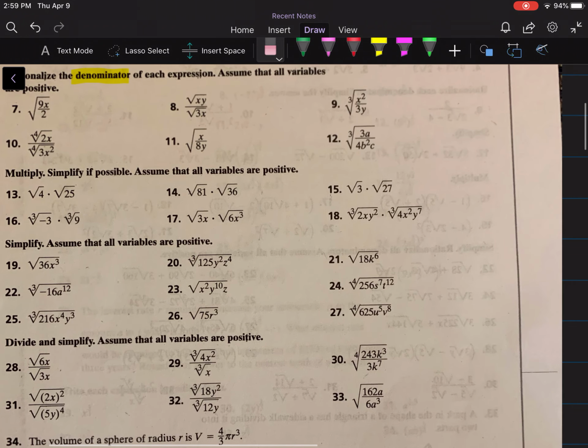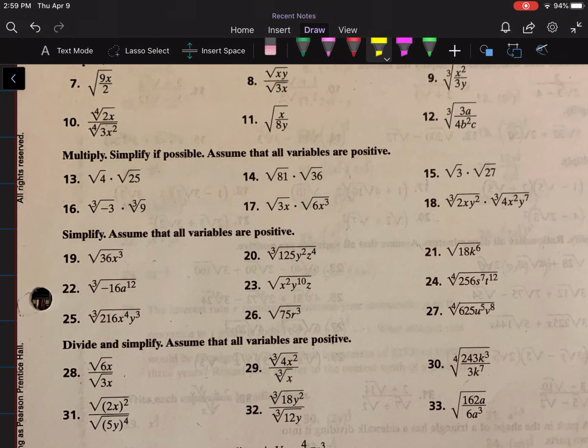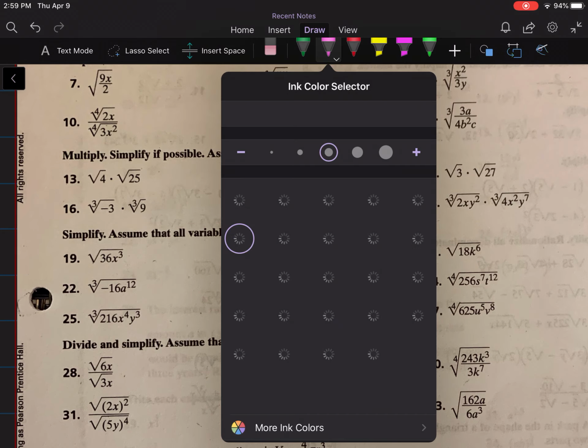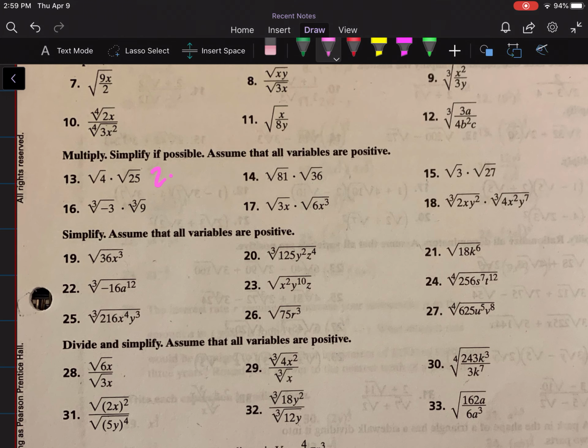Okay, so we are on this section that starts with 13. These first ones are pretty simple. And if you have a graphing calculator, you can just go ahead and go straight across. Or you can remember that the square root of 4 is 2 and the square root of 25 is 5. So 2 times 5 is 10. On number 14, the square root of 81 is 9 and the square root of 36 is 6. So go ahead and do that straight across.